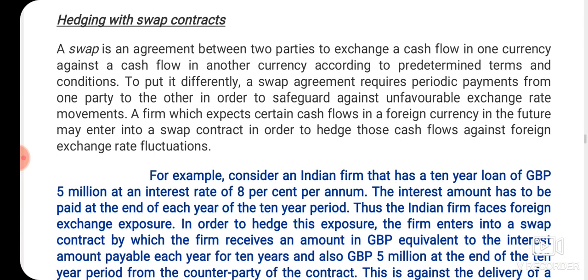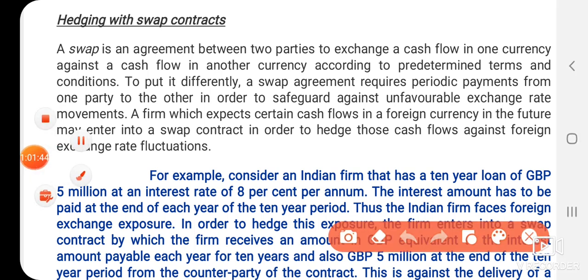You can see on the screen: a swap is an agreement between two parties to exchange a cash flow in one currency against a cash flow in another currency according to predetermined terms and conditions. Put differently, a swap agreement requires periodic payments from one party to the other. Why? Because they need to safeguard and minimize the risk against unfavorable exchange rates. We have to be safe.